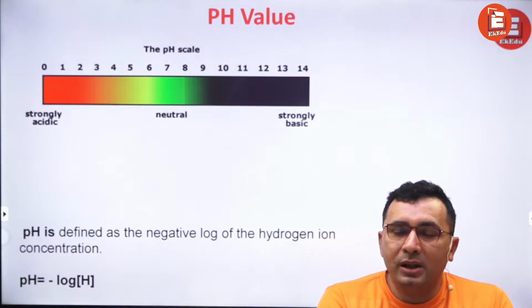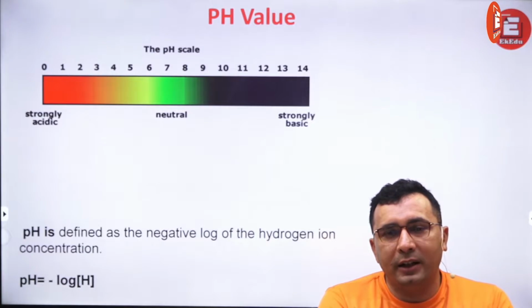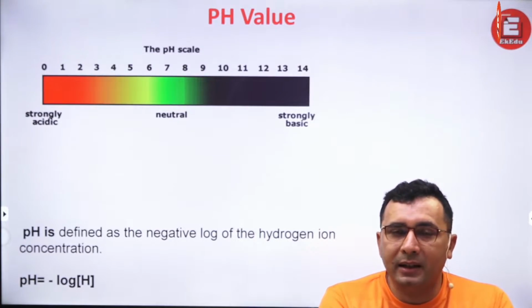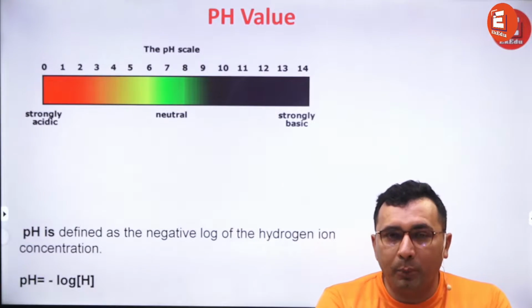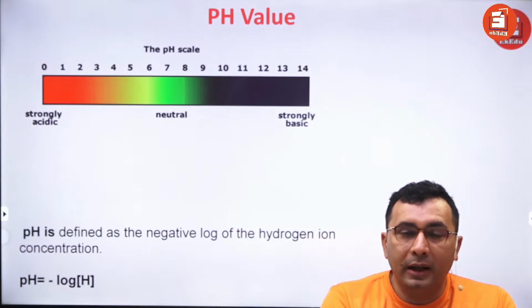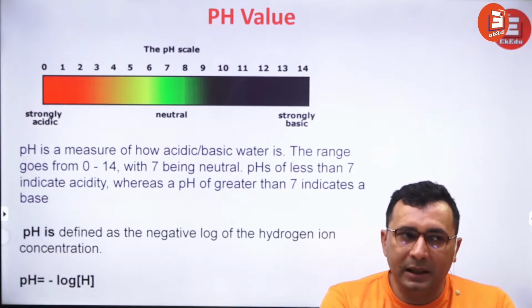If pH value is more than 7, the substance is basic in nature. As the pH value increases from 7 to 14, its basic strength increases continuously. But if a substance has pH value 7 like water, then it is neutral, obviously. You can see it on your screen, please.